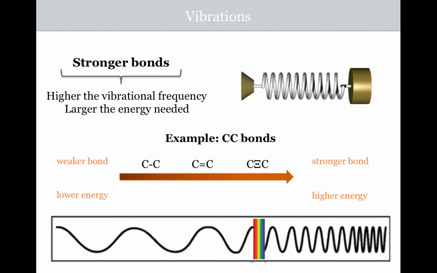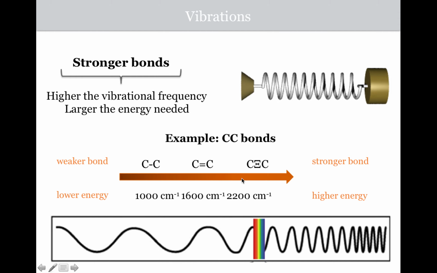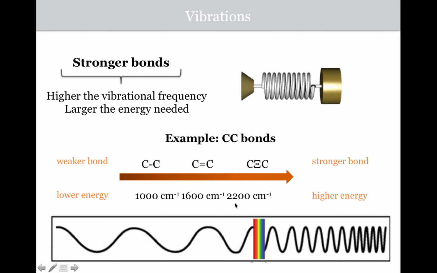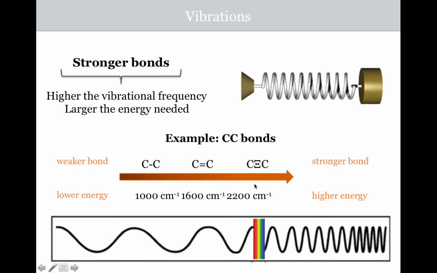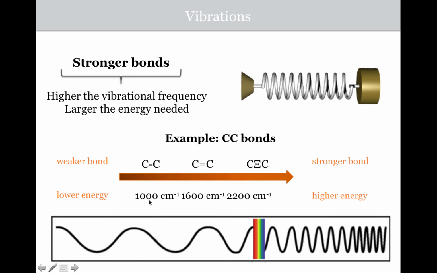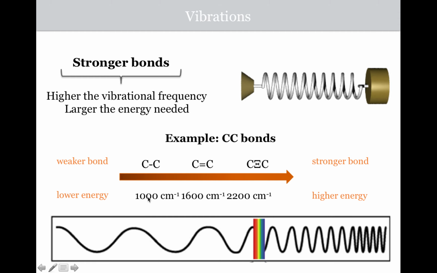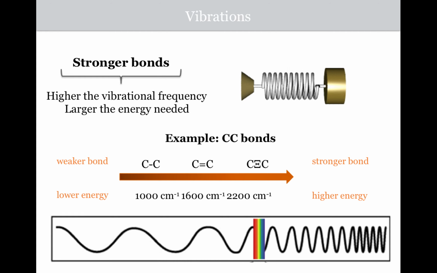And remember, the wave number is directly proportional to the energy. So the triple bond is going to have the highest wave number. It will show an absorption peak around 2200 wave number. On the other hand, the carbon-carbon single bond will have low energy and low wave number, and it will show around 1000 centimeters to the -1 or wave number.